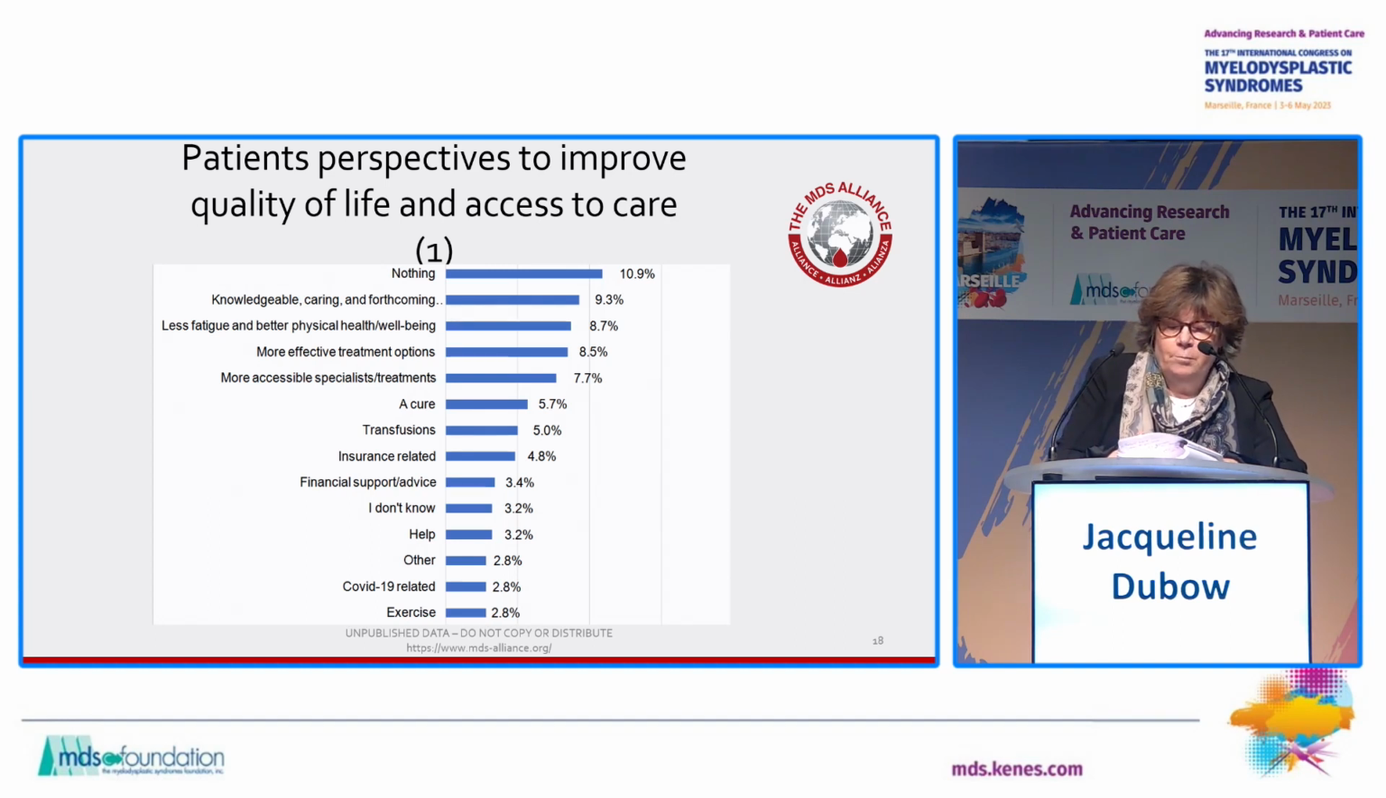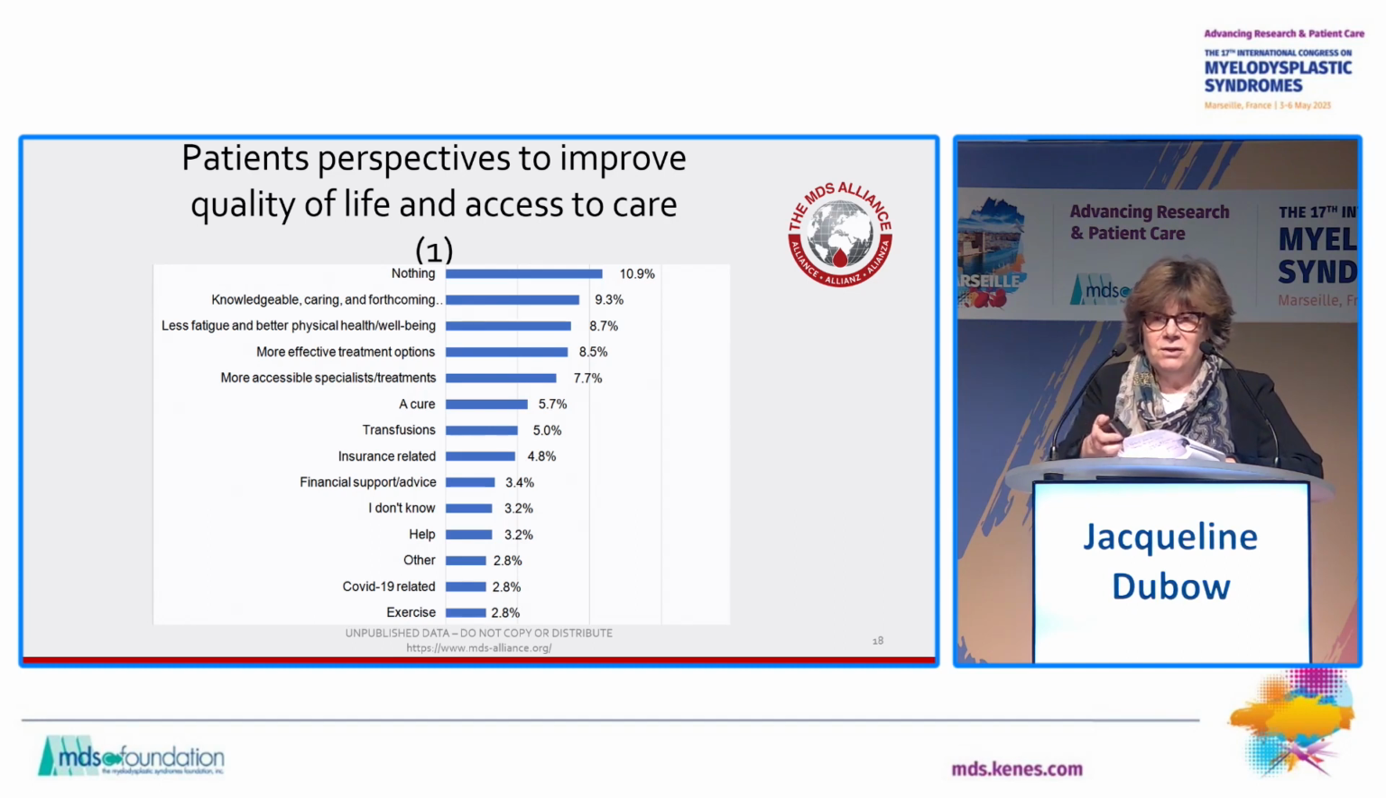Only 5.7% are asking for a cure. And you would think that it might be the number one wish. No. Better transfusion or less transfusion, 5%. Insurance-related, almost 5%, but that's mainly for people in the US. Financial support advice, 3.4. And COVID, it's only 2.8%. It was not really in the mind of the respondent.